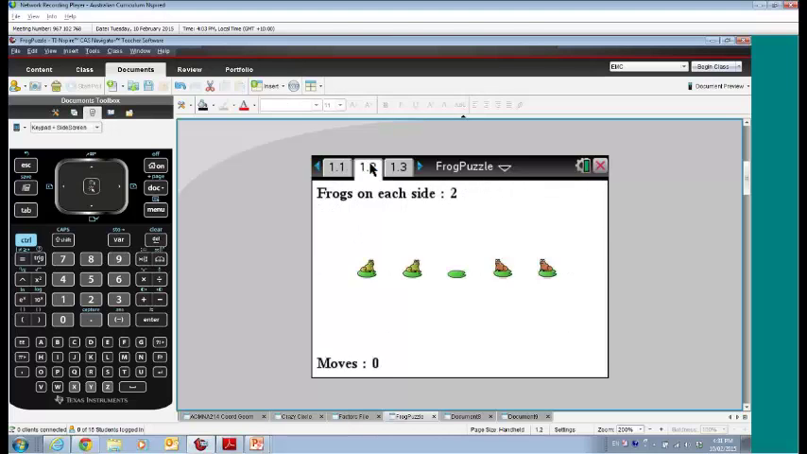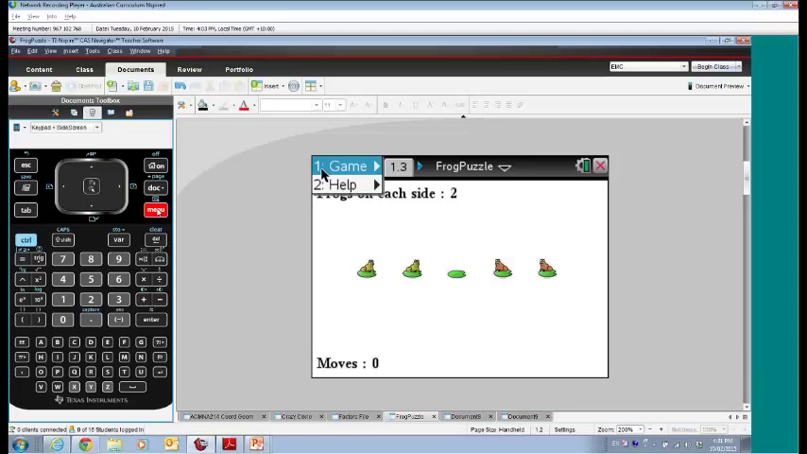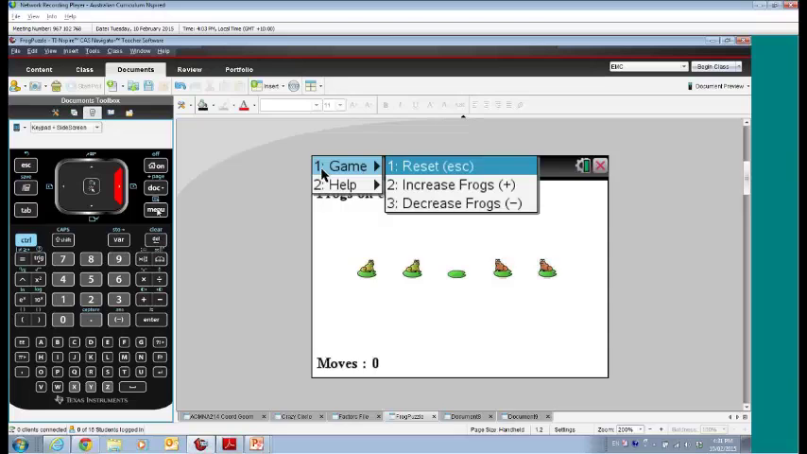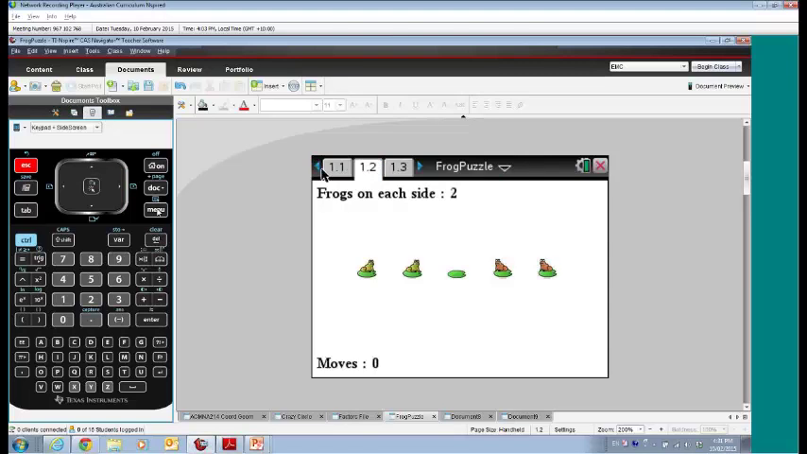Best to see a visual of it. So we start, in this case, with two frogs on either side. If I press the menu key, though, you'll notice that we don't get the same menu. All of a sudden we've got this weird menu. So we can change the number of frogs by either increasing, decreasing, or reset the problem, whichever we choose to do. I'm going to start with two frogs on each side, so 4 frogs in total.